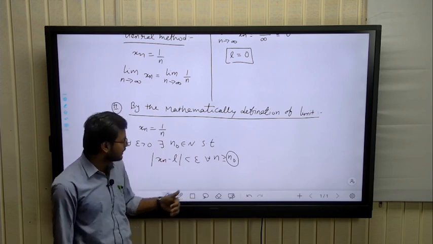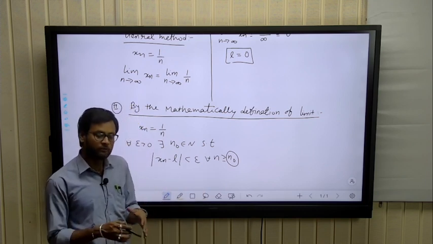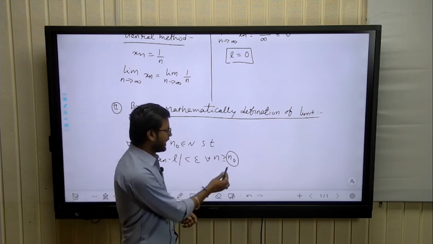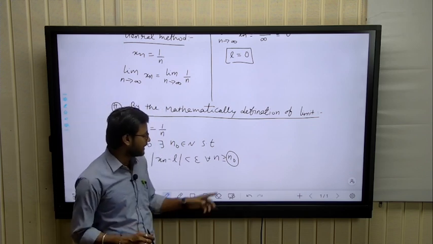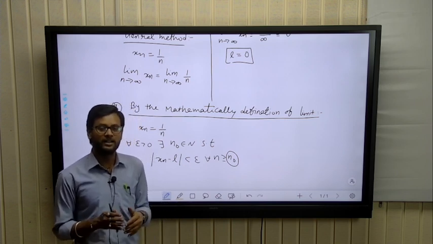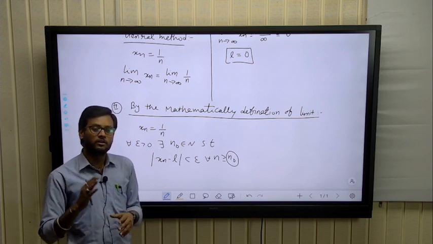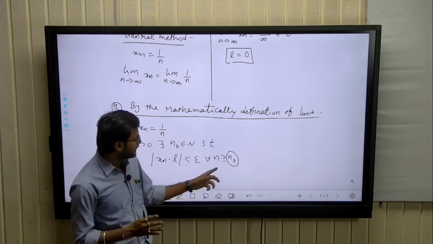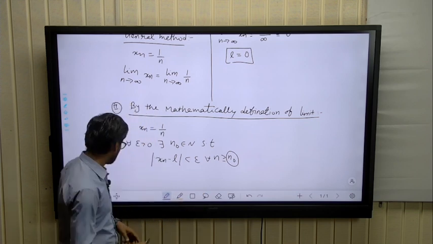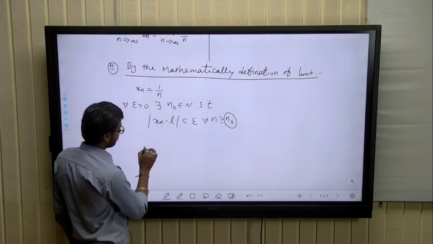If the value of n naught does not exist, it means that the sequence has no limit. Again I repeat, if n naught does not exist, then we say that the limit of the sequence does not exist, so the sequence is not going to some limit. But if n naught exists, then we say that the limit of the sequence exists. So now we apply this definition on this sequence.